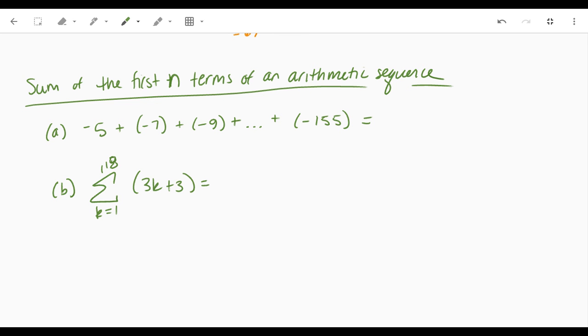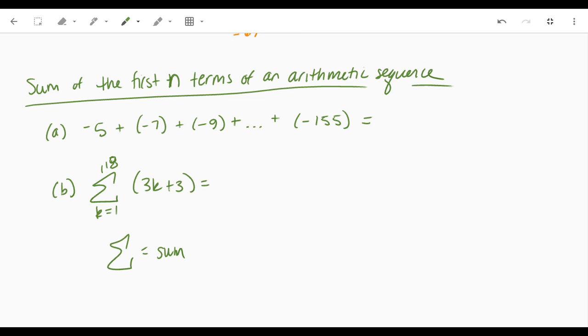So it seems like they want you to add all of these together. In the first one, -5 plus -7 plus -9, not so bad, but look at all the blanks you have to fill in to get to negative 155. And then same thing with part B. That sigma stands for sum. It's shorthand for sum.